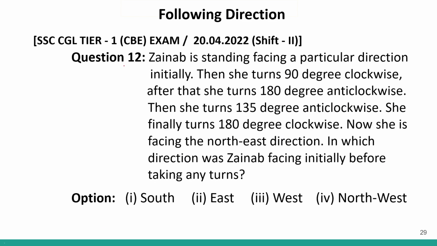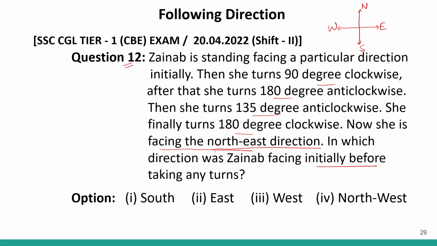So now let us look at question number 12. Zainab is standing facing a particular direction initially. Then she turns 90 degree clockwise, 180 degree anti-clockwise, 135 degree anti-clockwise, and 180 degree clockwise to reach the final direction, which is northeast, right? And we have to find the initial direction. So whenever you get a question like this, start from the final direction because it makes the answer easier to get. So let me draw the chart.